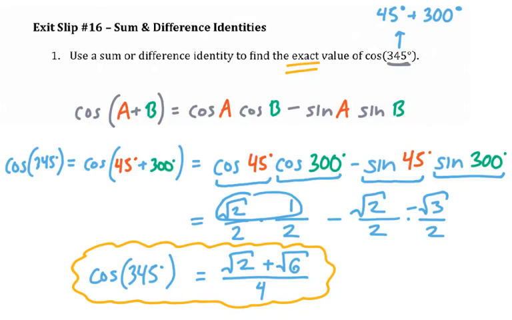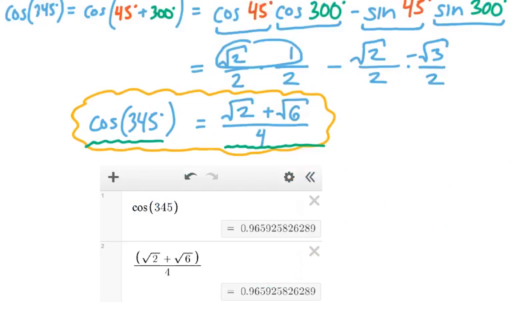As a check, we can type in cosine 345 to our calculator, get a decimal approximation. And then we can also type square root 2 plus square root 6 over 4 and make sure those decimal approximations match. I'll go punch them into Desmos and just share a screenshot of that result real quick. Okay, so I did just go ahead and type it into Desmos, in degree mode. So cosine of 345 came back as roughly 0.97. Typing in the exact value we found of square root 2 plus square root 6 divided by 4, we get that same approximate 0.97 value. So that's a nice way to know that we've done good work with using the sum and difference identities.